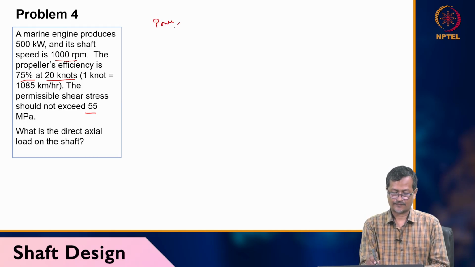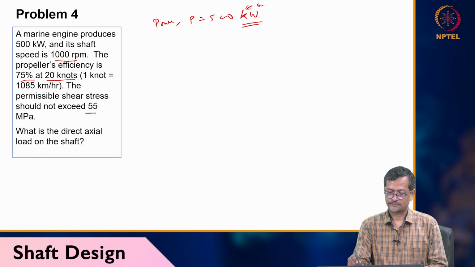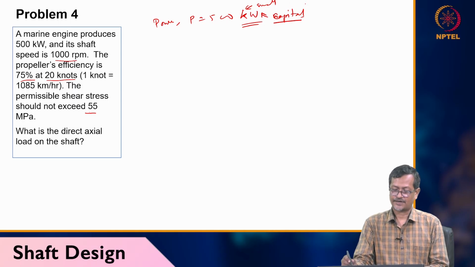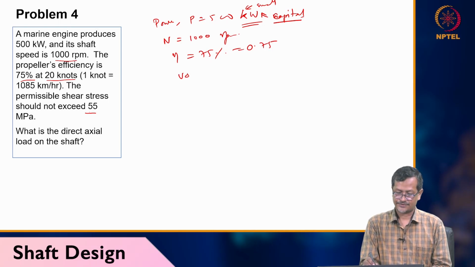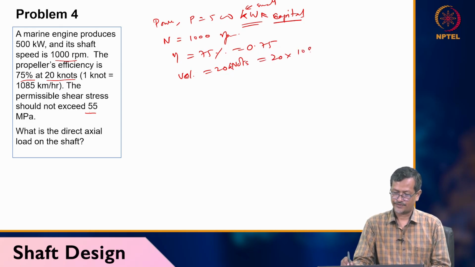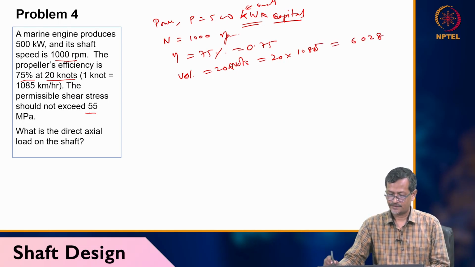So power P equals 500 kilowatt. Whenever you are writing kilowatt, write k small, W capital. Okay, this is standard practice. N equals 1000 RPM, eta equals 75% or 0.75. Velocity 20 knots equals 20 into 1085, it is given in the problem, so 6.028 meter per second.